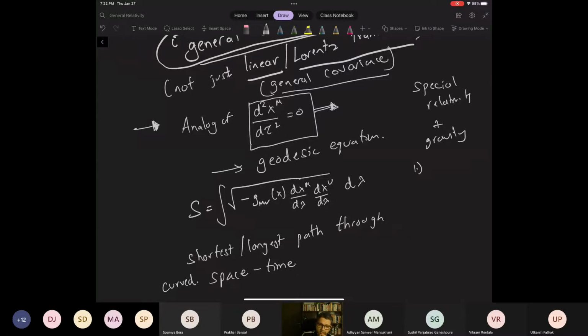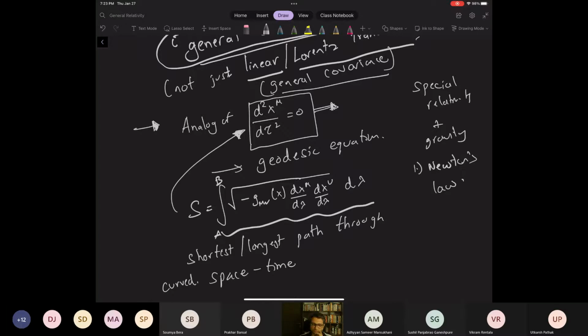Now, equivalently, we could have thought of this as coming from a particular action. That action is basically a measure of the path length between two space-time points A and B. The path is the one which extremizes that action, or extremizes the distance between two space-time points. So this action you can use to derive these equations of motion, and this equation of motion is basically Newton's law for particles with no forces acting on them.